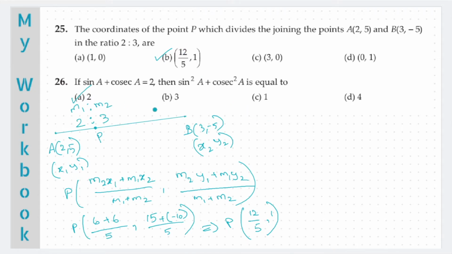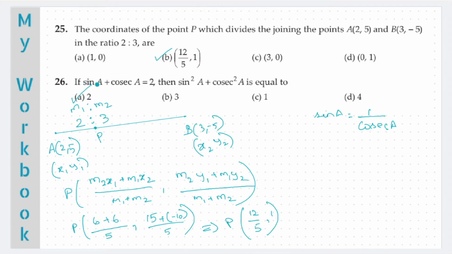Now, moving on to question number 26, it's given sine A plus cosecant A is 2. What is the relation between sine and cosec? Sine and cosec are reciprocal of each other. So sine A is 1 by cosecant A. So this will be useful to find the value of sine square A plus cos square A.